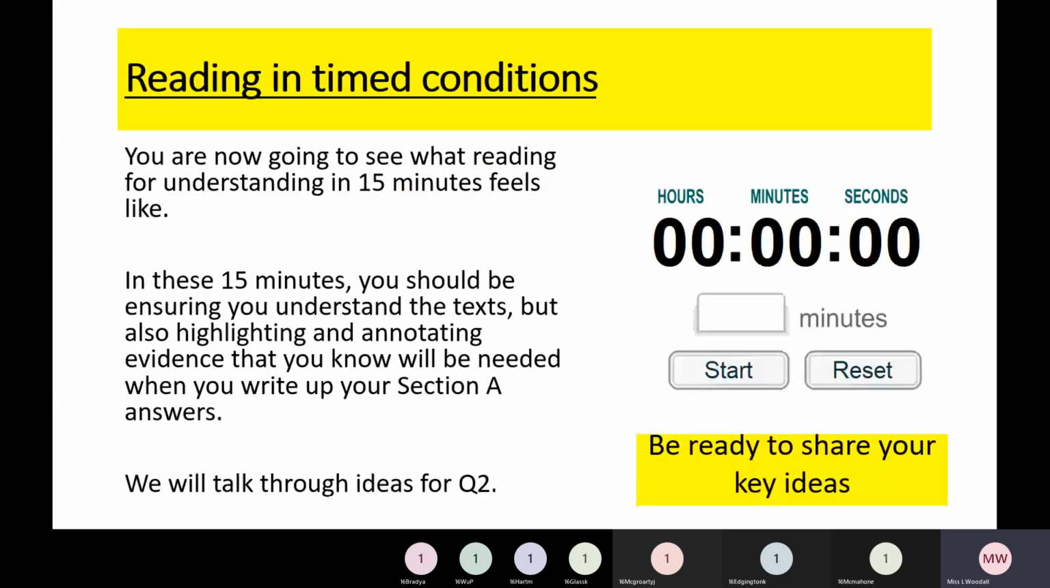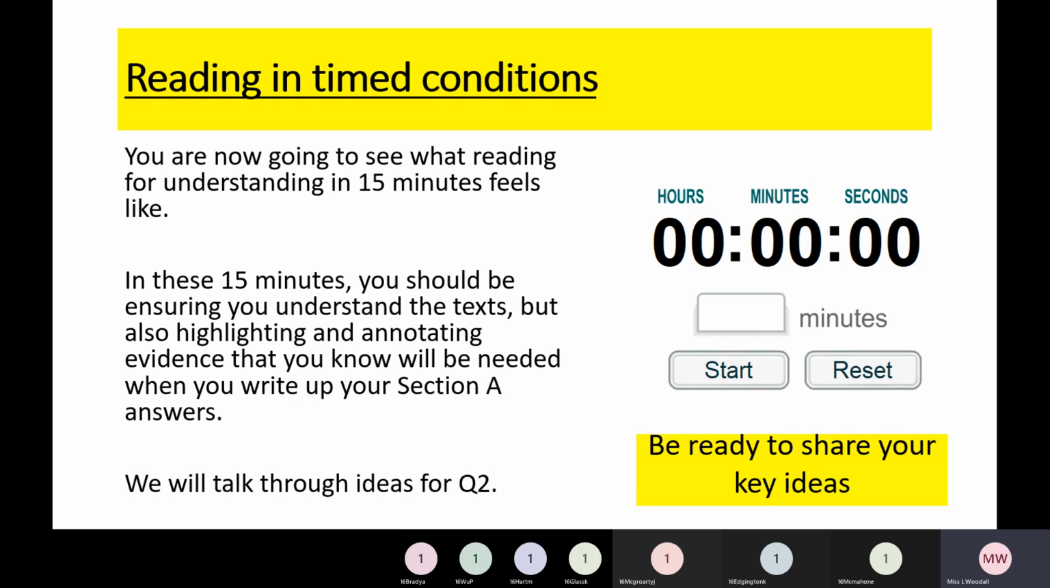Okay, so this is going to be your first task. I want you to have a feel of what reading in timed conditions and annotating is like. So I'm going to set this timer for 15 minutes. In that 15 minutes, you need to make sure that you have understood those texts, but also be highlighting and annotating evidence that you know will be needed when you write up your answers. But once we've done this, we're going to focus on those ideas for question 2.